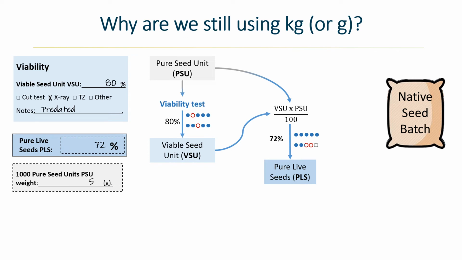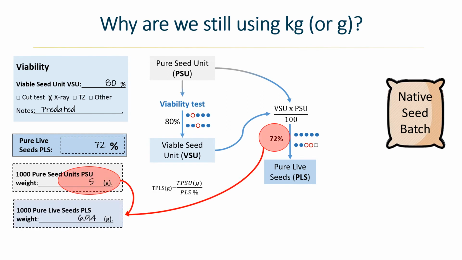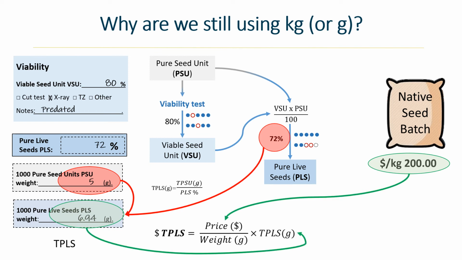Once you have your pure live seed and your 1,000 pure seed unit weight, you can now calculate the weight for 1,000 pure live seed. That can be done by dividing the 1,000 pure seed unit weight by the pure live seed, and in this case it returns 6.94 grams for 1,000 pure live seed. By knowing the cost of the seeds per kilo, we can now combine these two values by multiplying the price by the 1,000 pure live seed weight, and we can then obtain the cost for 1,000 pure live seed.